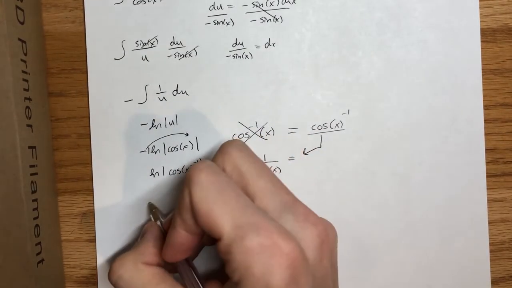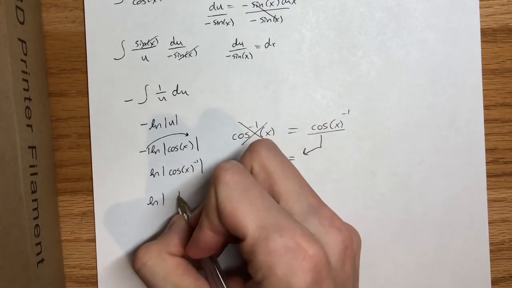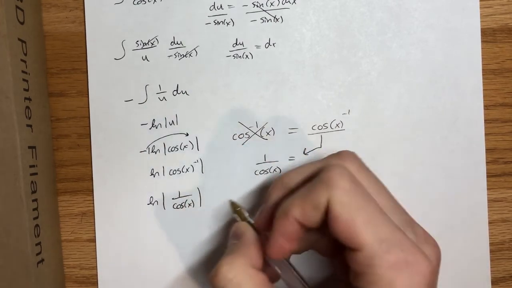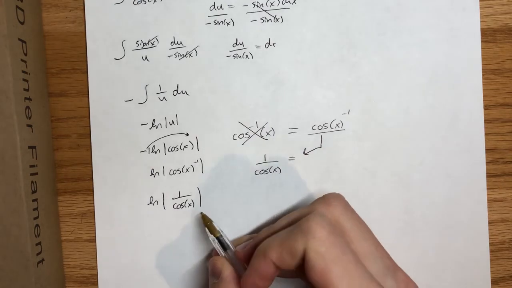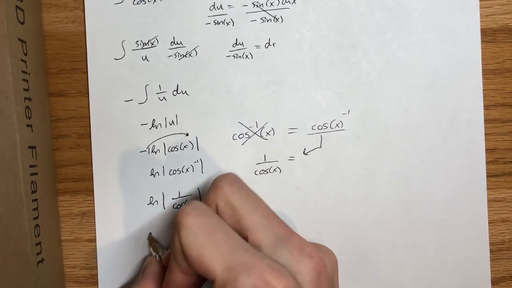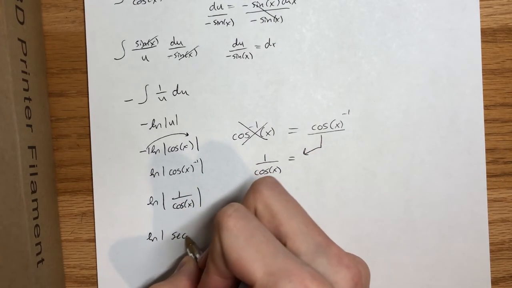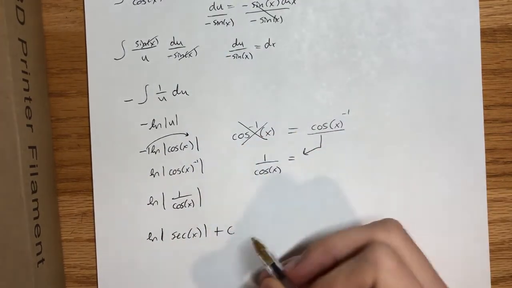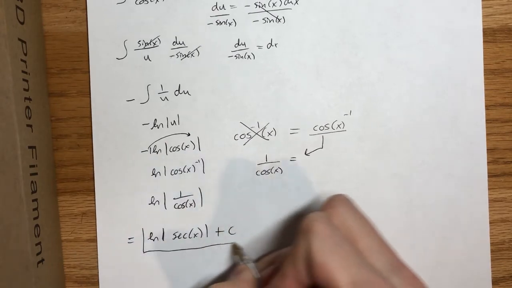So we can rewrite this as natural log of absolute value of 1 over cosine of x. And if we remember, 1 over cosine of x is secant of x. So we could just have natural log of secant of x. And then don't forget your plus c from the integral. And then this is the integral of tangent of x.